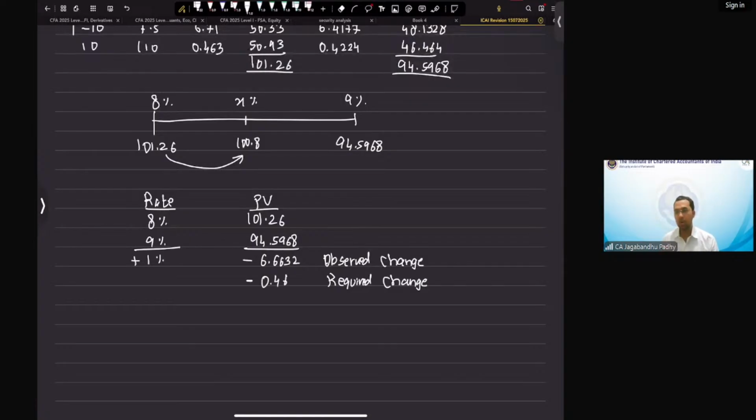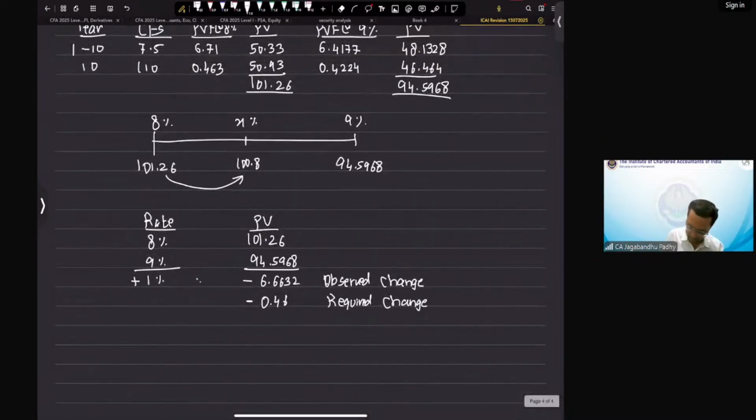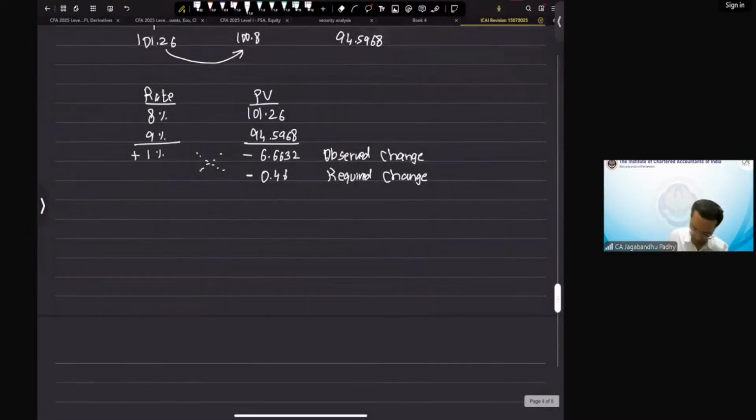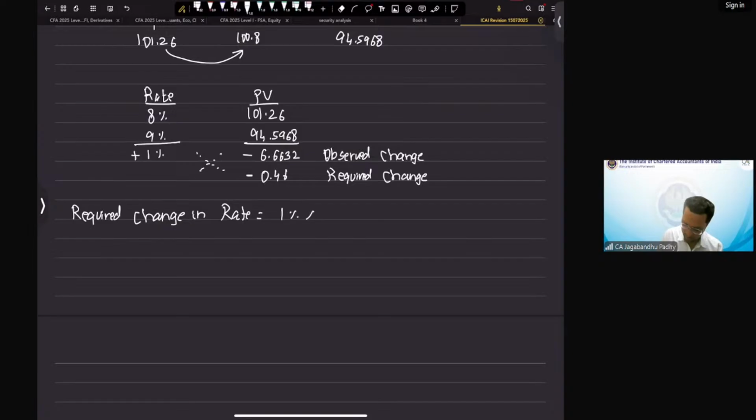0.46 is the amount of change that we need. So of course the rate change should be equal to the required change in the rate, which will be 1% into 0.46 divided by 6.6632, which is 0.069. That's the required change in rate.